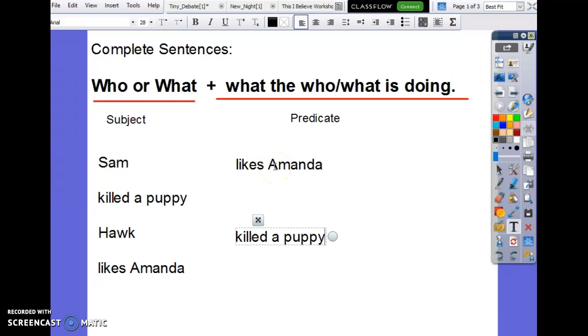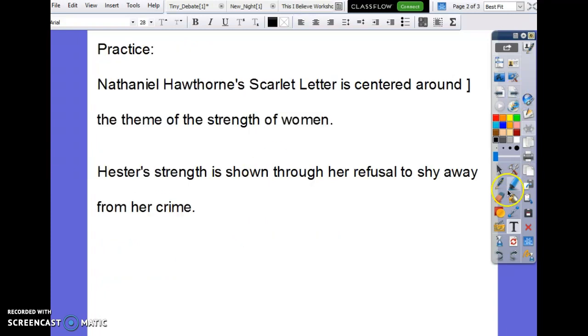Even the most complicated sentences that are three lines long have a subject and a predicate. So one thing that you can do is go back and ask yourself who or what is in the sentence and what are they doing. That's an easy way to check for this. Right? So let's do a little bit of practice.